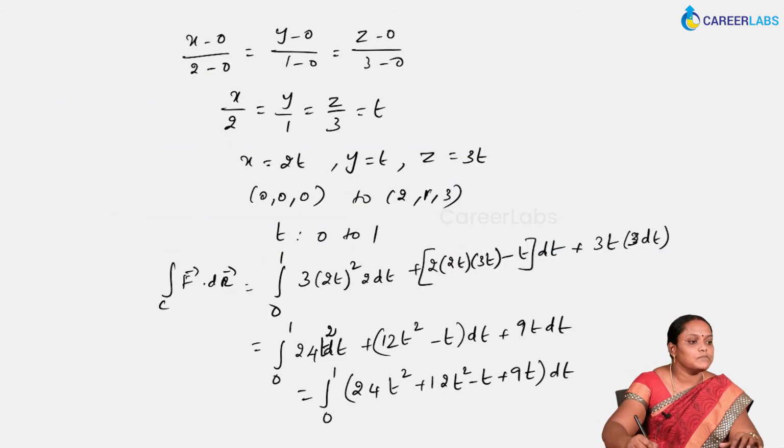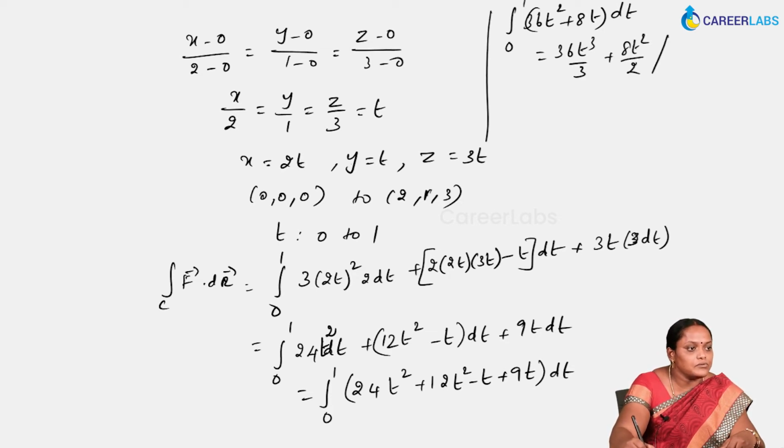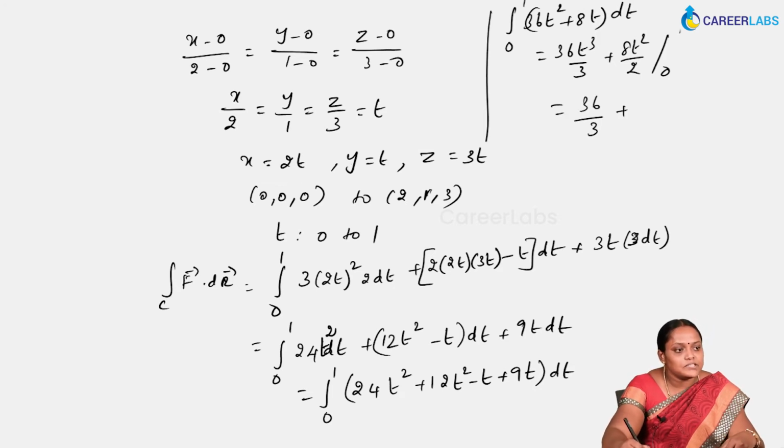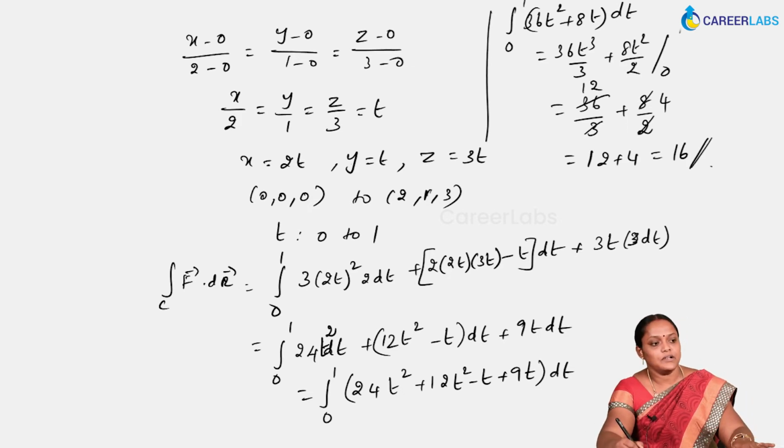So this is integral 0 to 1 of (36 t squared plus 8t) dt. When you integrate this term, this is 36 t cubed divided by 3 plus 8 t squared divided by 2 over the limit 0 to 1. So, this is going to give you 36 by 3 plus 8 by 2, after applying the upper limit and lower limit. When you cancel out, this is going to give you 3 times 12 and 2 times 4. So, 12 plus 4 will give you the answer as 16. Therefore, the work done is nothing but 16.